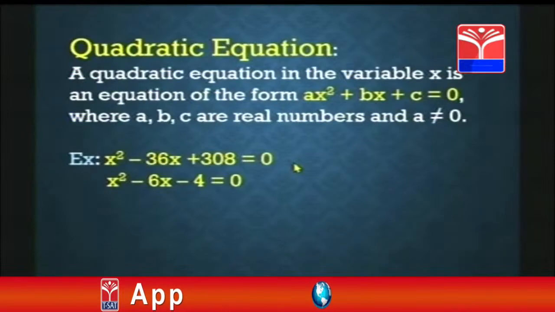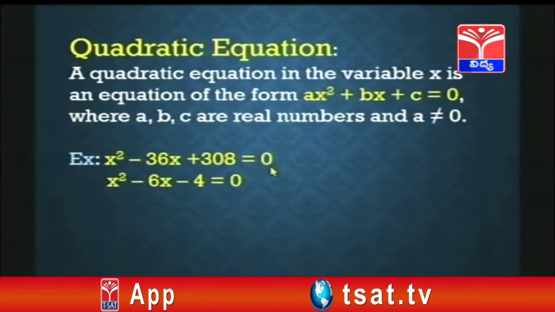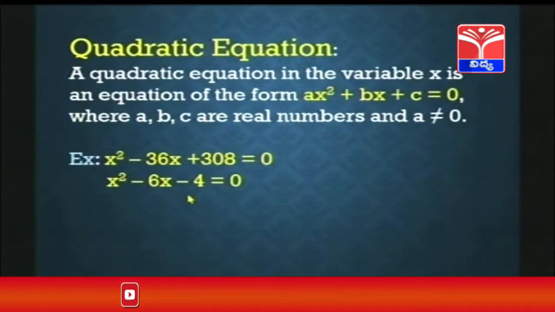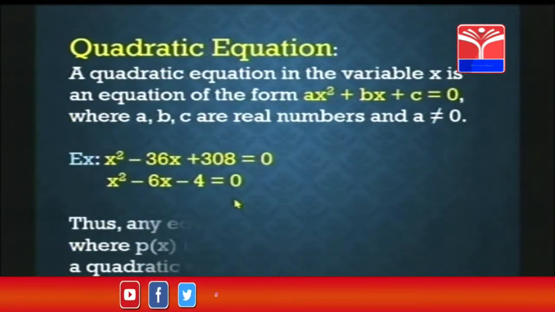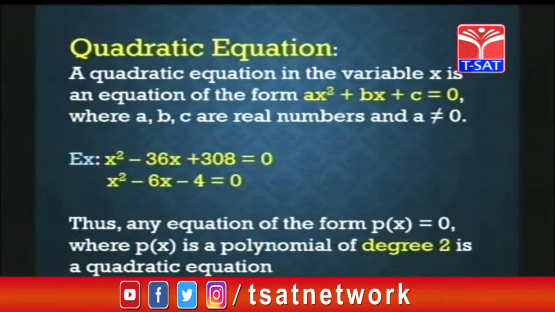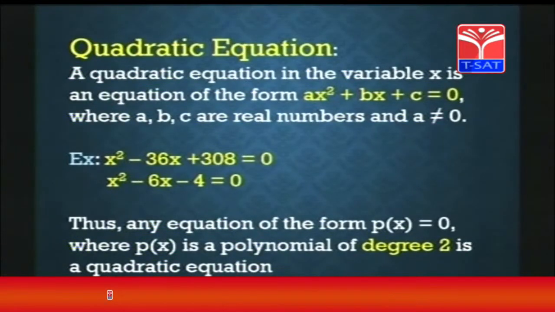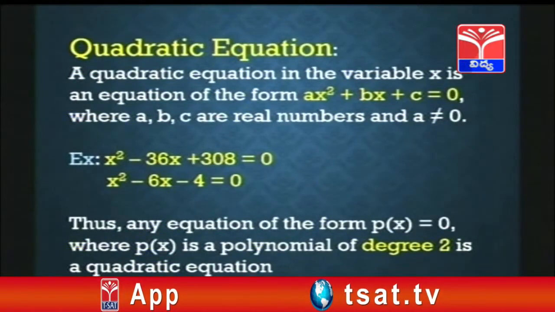Now let's consider the examples. x square minus 36x plus 308 is equal to 0 and x square minus 6x minus 4 is equal to 0. Thus we can say that any equation of the form p of x is equal to 0 where p of x is a polynomial of degree 2 is a quadratic equation.